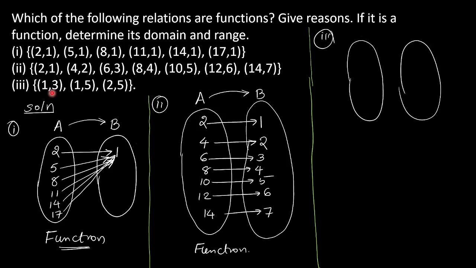1 3 means that 1 is related to 3. 1 5 means 1 is also related to 5. Understood? When you draw the arrow diagram, don't repeat elements. Don't draw like this. 1 is already marked, then don't mark 1 once again. 1 3 is there, 1 5 is there. 2 5 is there. No more ordered pairs.